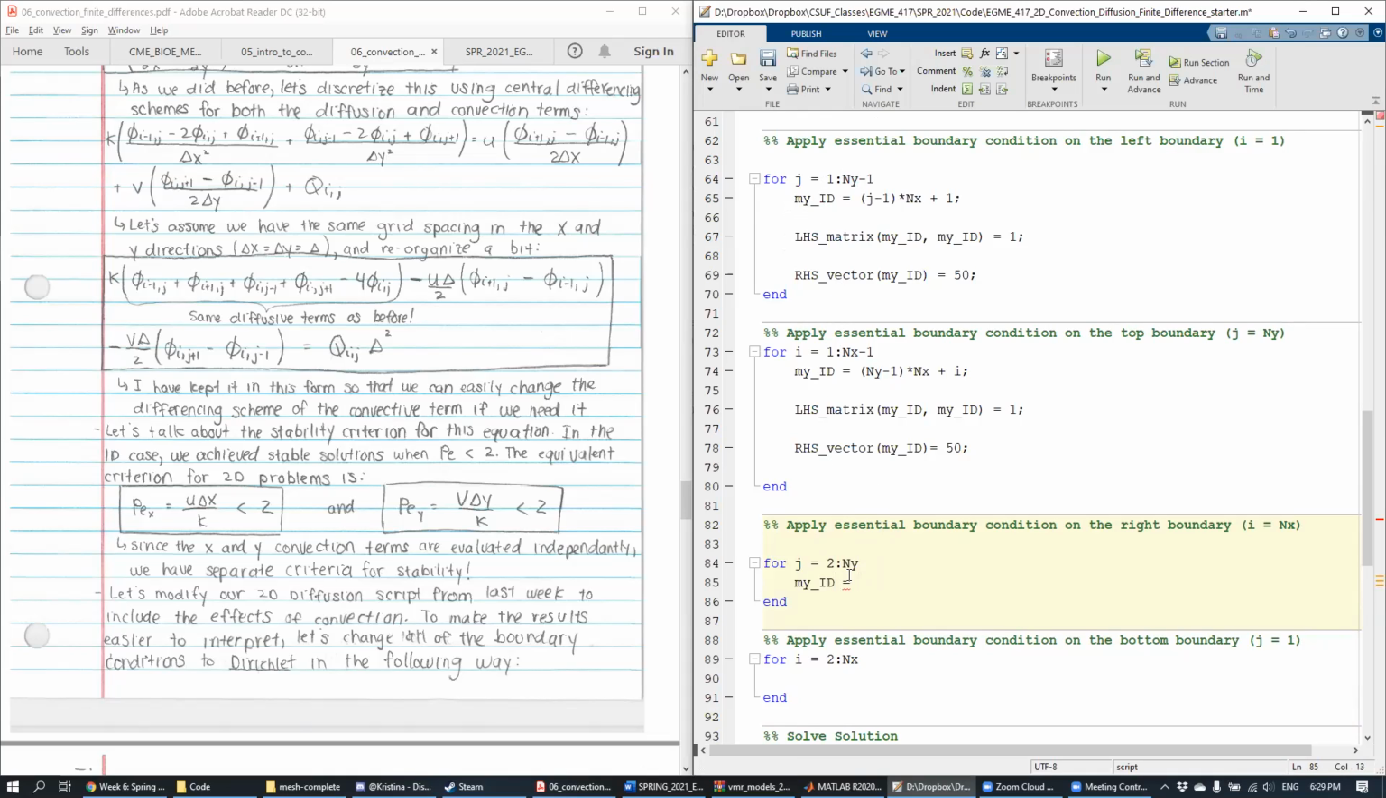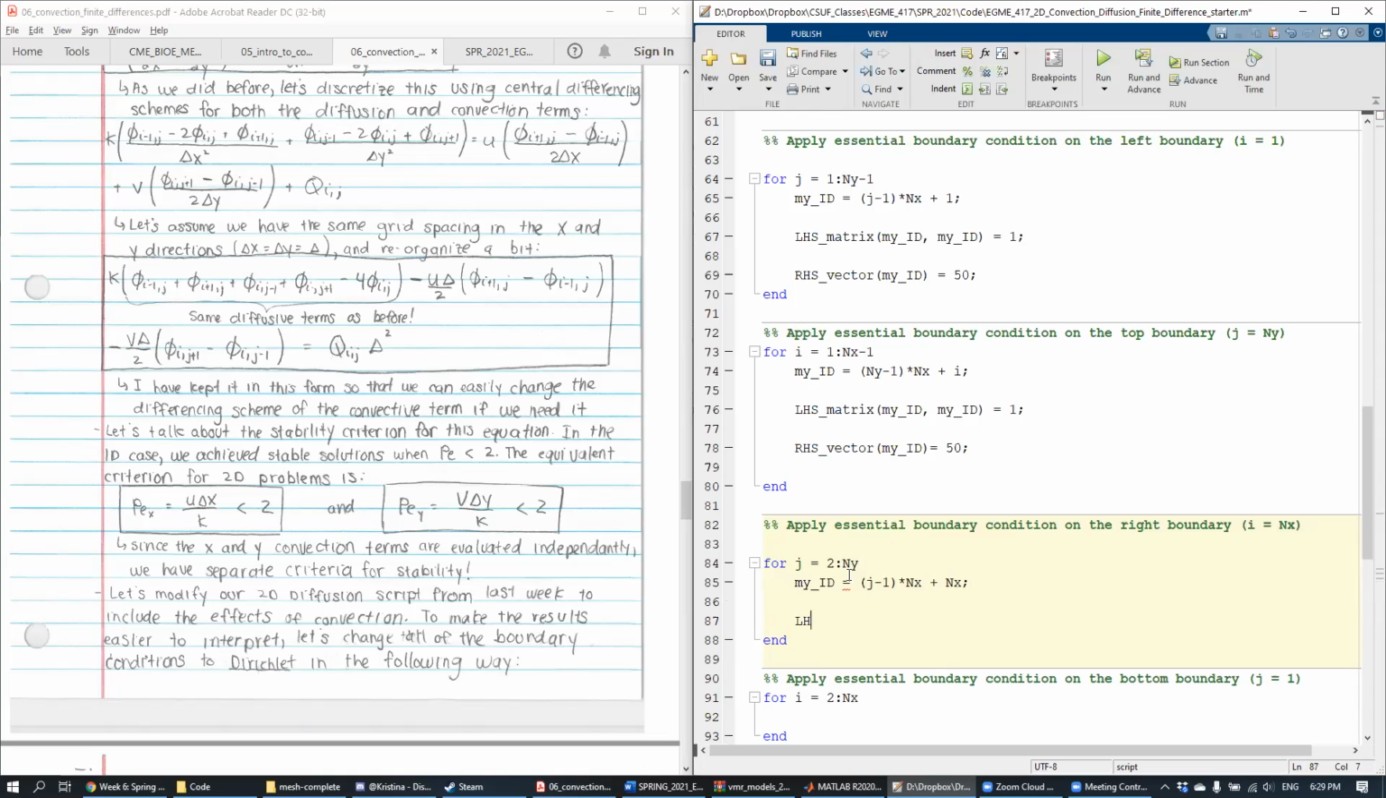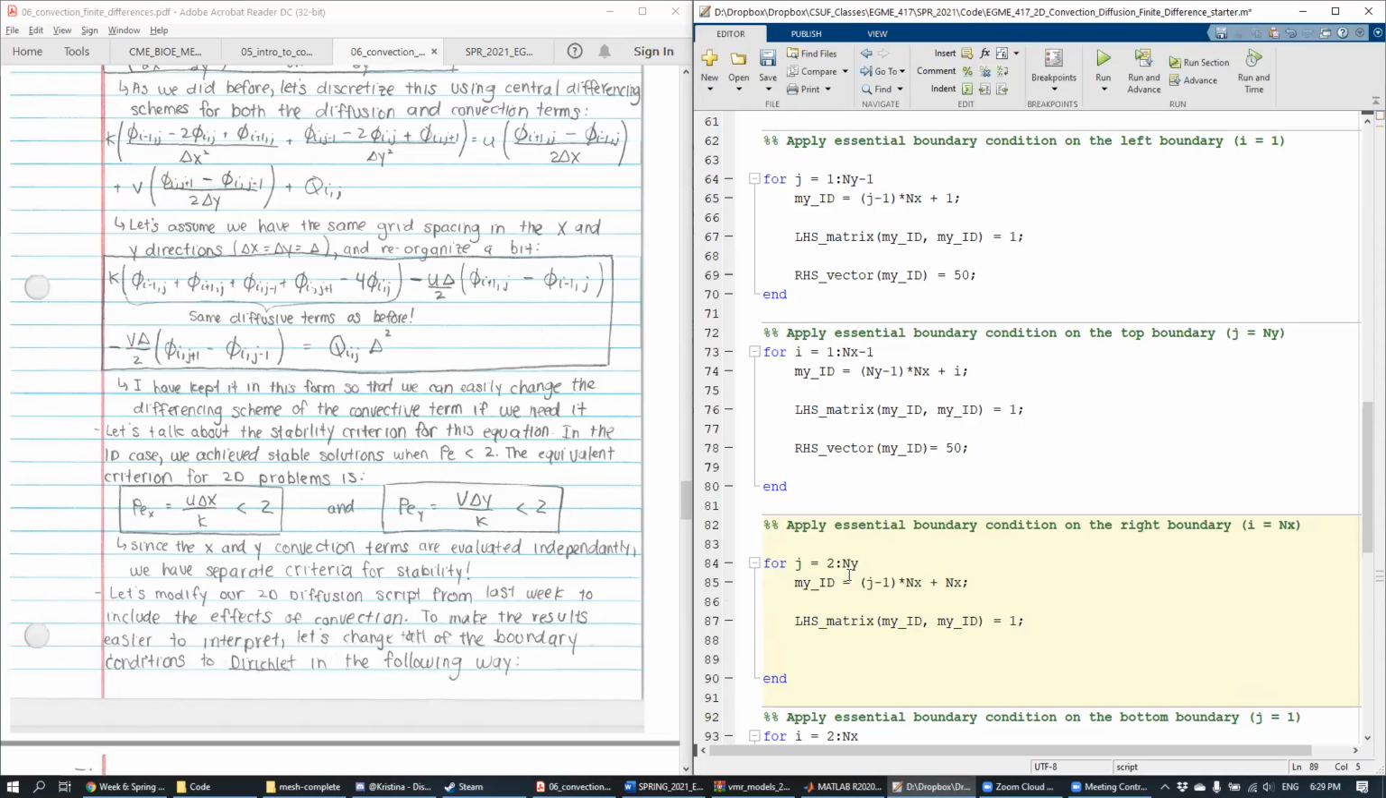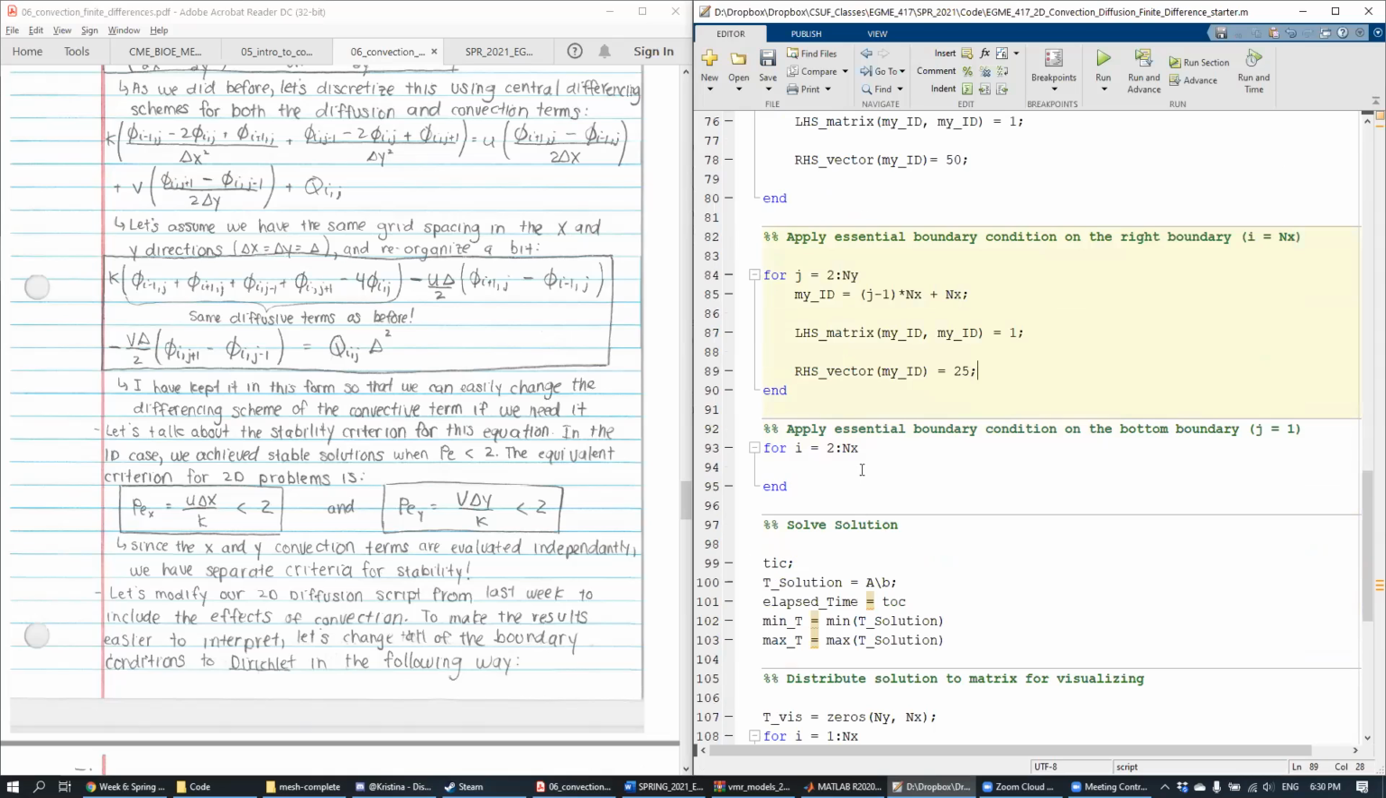All right, and so just like before, we're going to compute my ID, but in this case, our I value for the right boundary is going to be equal to nx. Okay, and so we're going to have j minus 1 times nx, sorry, plus I. But instead of I, we're going to use nx. Okay, and then we're going to set our diagonal entry equal to 1. And we're going to set our right-hand side vector value equal to the Dirichlet boundary condition, which is 25 in this case. Okay. And I'm going to do the last set of lines for the bottom boundary.